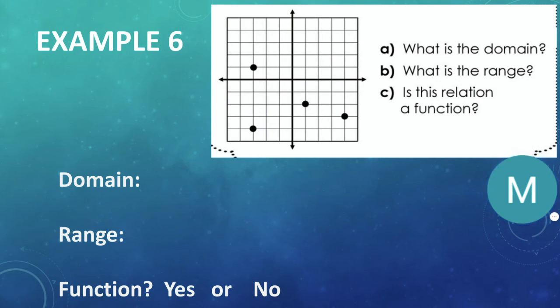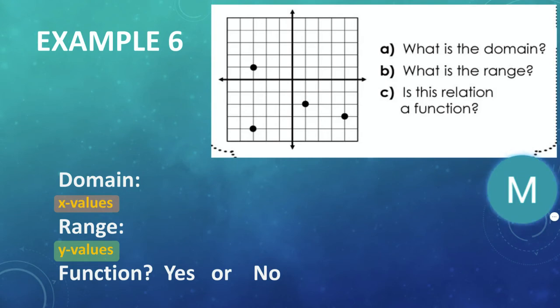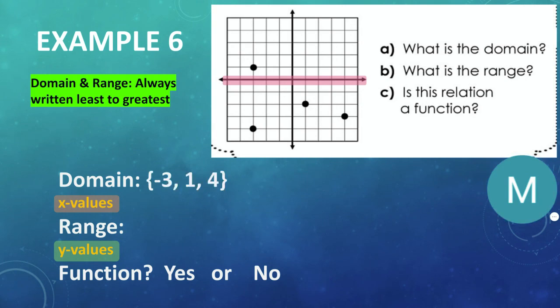Last example. Again, this is called a discrete graph because the points are not connected. Domain are my x values, range are all the y values. Domain is all the x-axis. So I'm going to read the x values from left to right of these points. So it's going to be -3, 1, and 4. Again, it's least to greatest, so I read it from left to right.